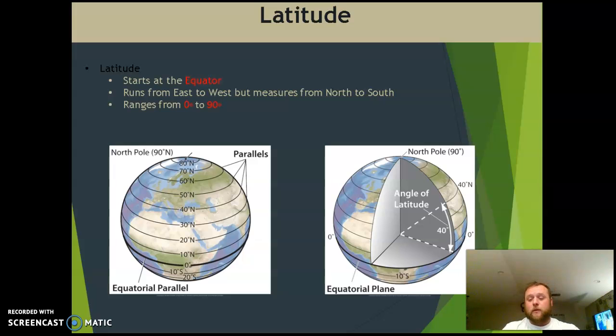Right? The difference between longitude and latitude is that longitude goes to 180 degrees east and west, while latitude only goes to 90 degrees north and south.